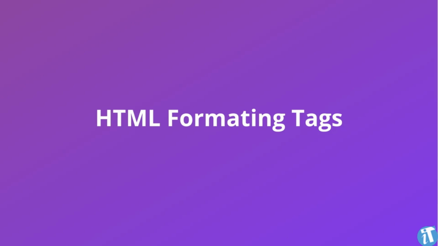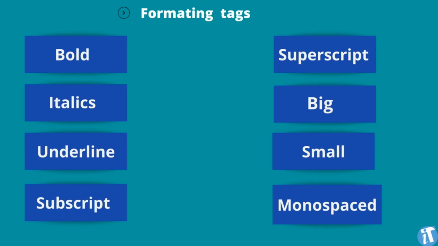In this video of HTML, we are going to cover the formatting tags. Formatting tags, as the name says, are used to modify the output. So how can we do the formatting of an HTML document? We can do it with these formatting tags, like bold, italics, underline, superscript, subscript. Bold, italic, underline, you know.